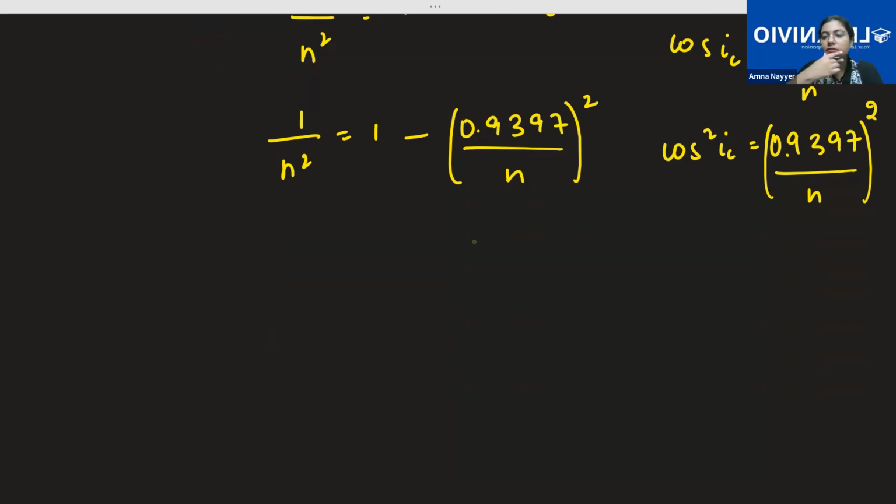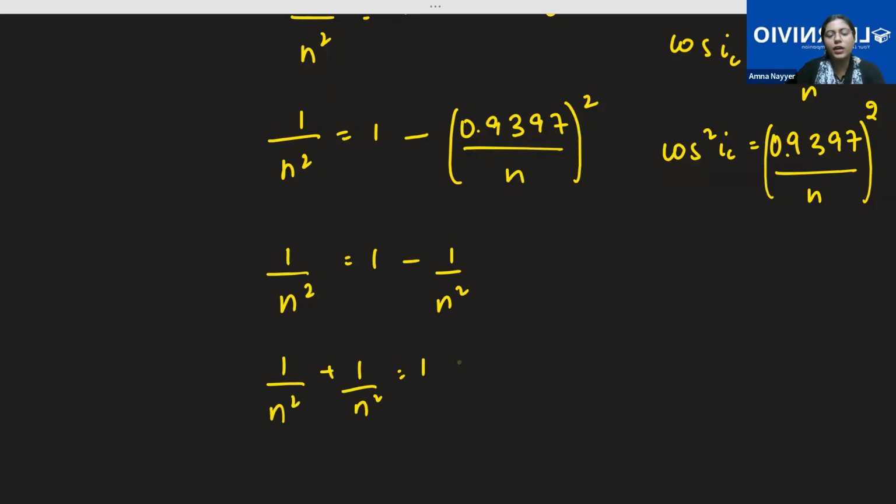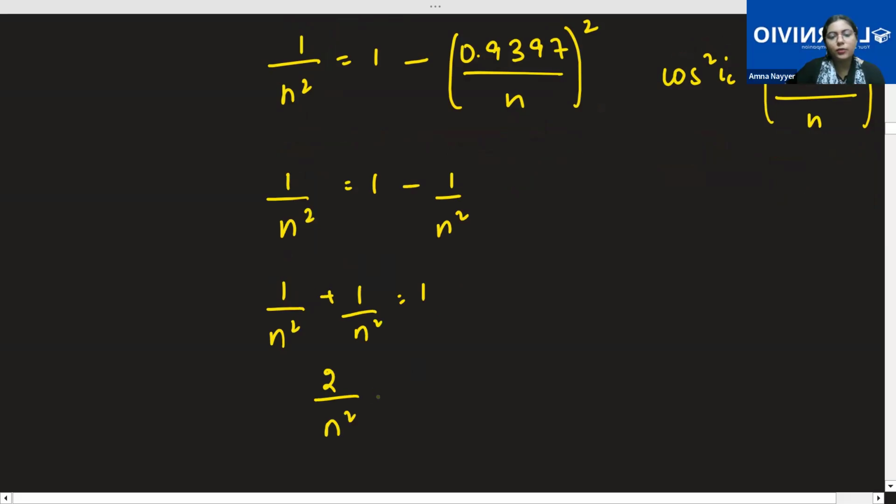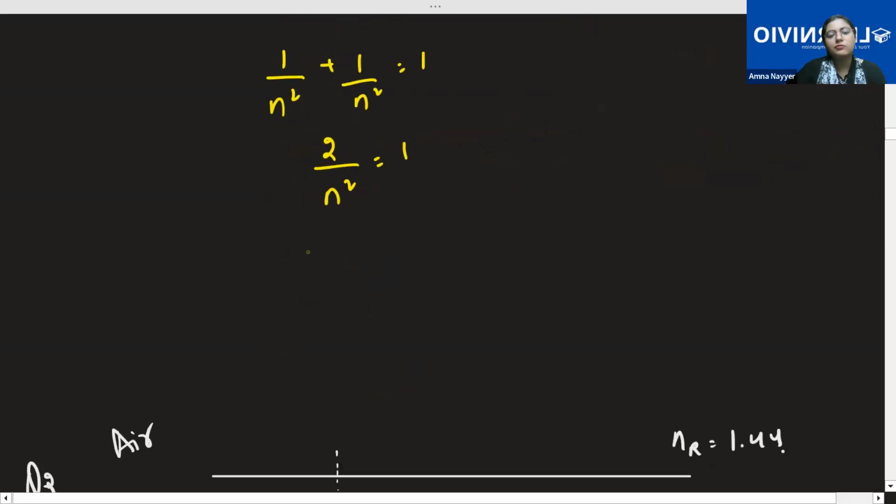0.9397, can't we approximate it into one? 0.9397 equal to 1 only, 1 by n square. Let's do that only because this is a very big term otherwise. So 1 by n square will be 1 minus 1 by n square. Let's shift this. So 1 by n square plus 1 by n square is equal to 1. 2 by n square is equal to 1.